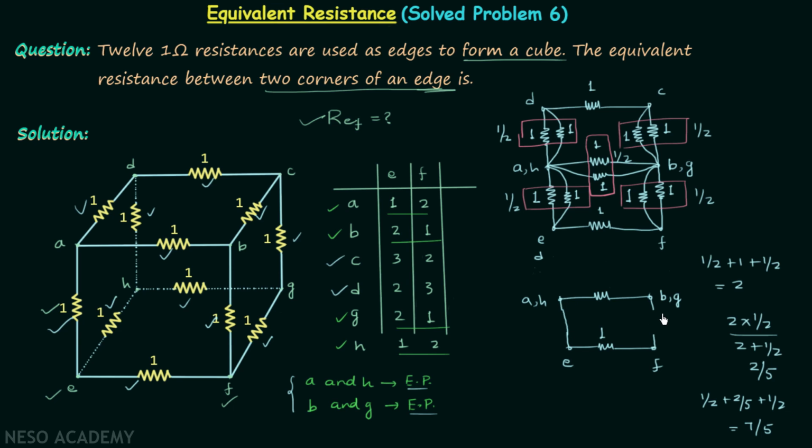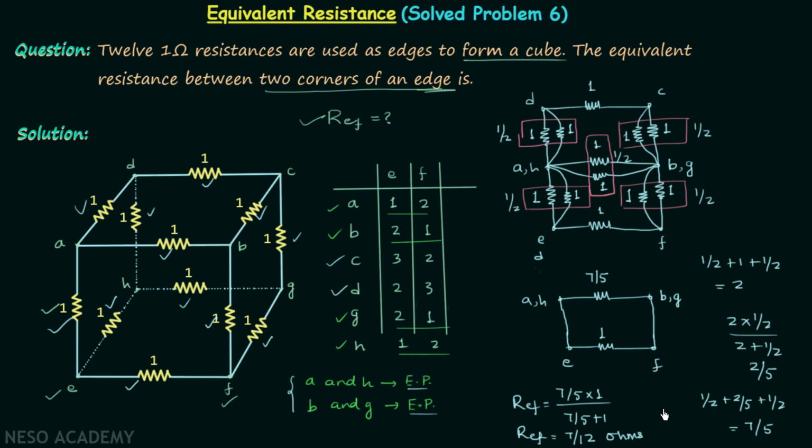And finally, we have 7/5 in parallel with 1. So 7/5 multiplied by 1 divided by 7/5 plus 1. This is our equivalent resistance. When you solve it, you will get equivalent resistance equal to 7 divided by 12 ohms. So this is our answer.